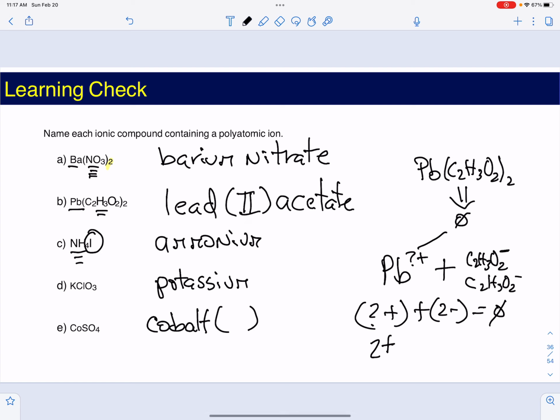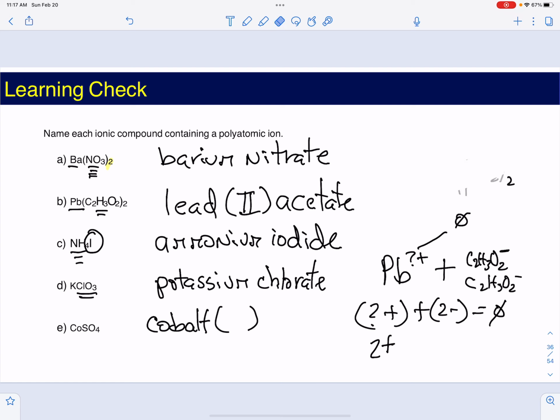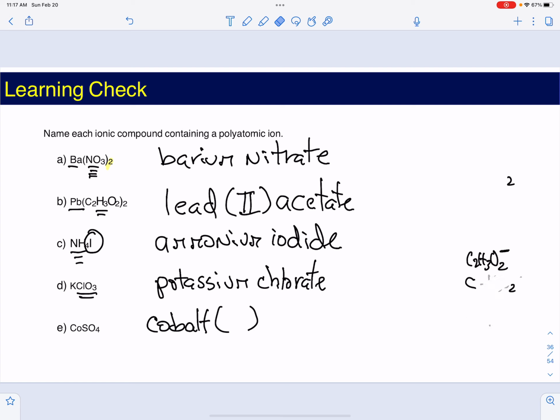And this is nothing more than iodine, but this is a compound, so iodide. And then this is a polyatomic ion, so I had to have the table available to realize that. And that's going to be chlorate. And then I'm going to have my cobalt with this, which is called sulfate.